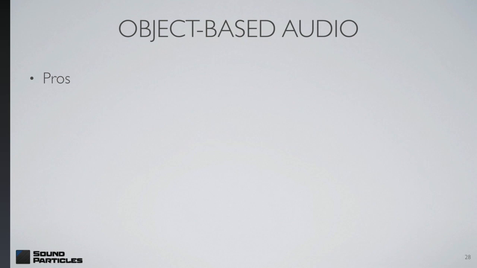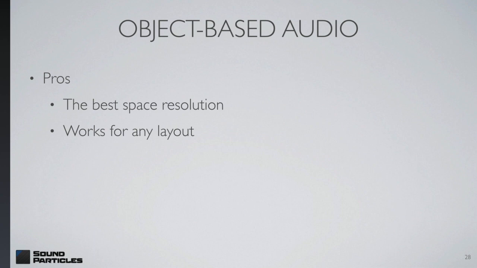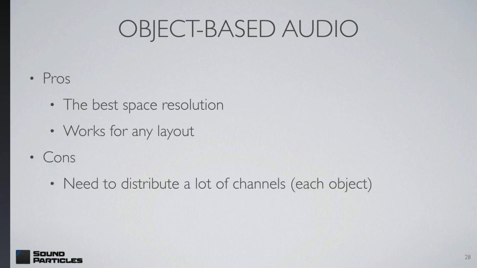So the advantage of this is the best spatial resolution that you could get, because it's almost like a vector kind of approach. It works for any layout, great. So what are the problems? Well, you need to distribute a lot of channels, and for a movie this might not be an issue. But if you are doing things like streaming or broadcasting, sending 100 channels could be an issue.